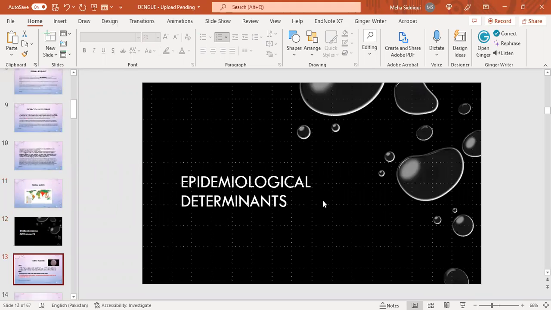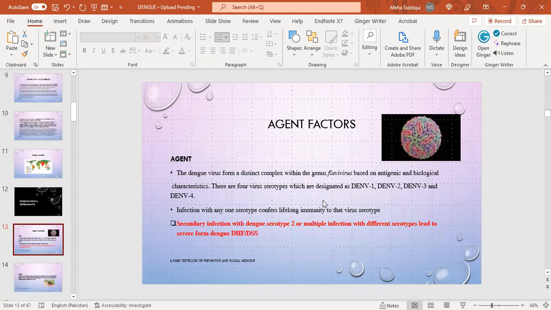Epidemiological determinants. Agent factors. The dengue virus forms a distinct complex within the genus Flavivirus based on antigenic and biological characteristics. There are 4 virus serotypes which are designated as Dengue 1, 2, 3, and 4. Infection with any one serotype confers lifelong immunity to that virus serotype. Secondary infection with dengue serotype 2 or multiple infections with different serotypes lead to severe forms: dengue hemorrhagic fever, or dengue shock syndrome.